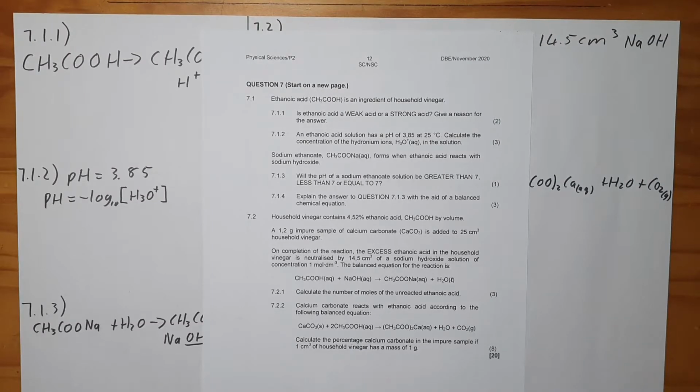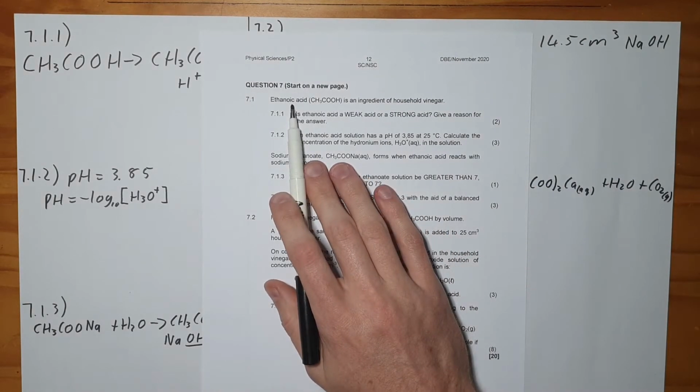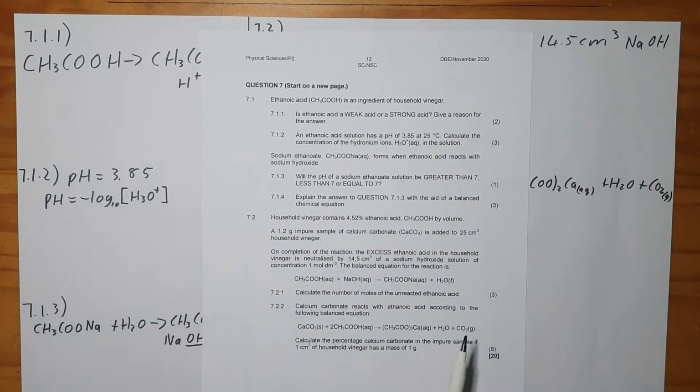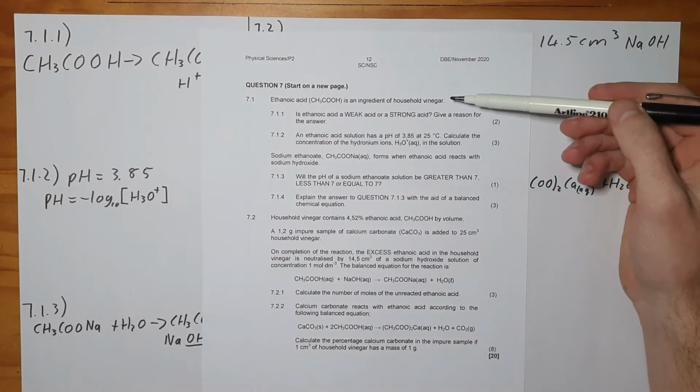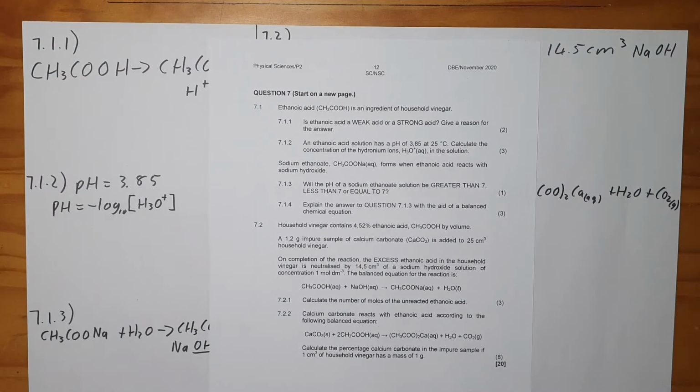Okay, let's get started with question 7. Question 7 is the acid and base question for this paper. It looks at ethanoic acid, CH3COOH, which is an ingredient in vinegar. Question 7.1.1 says, is ethanoic acid a weak acid or a strong acid, and give a reason for your answer.